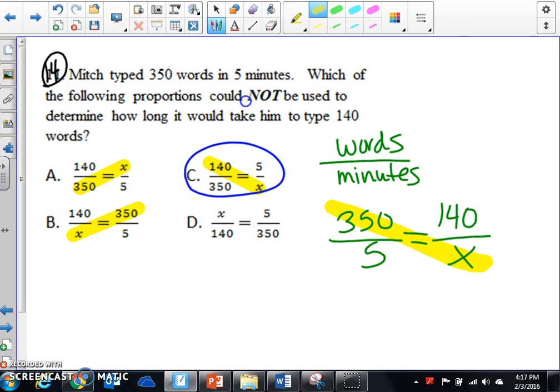X is with 350, we're good. So my answer is C.